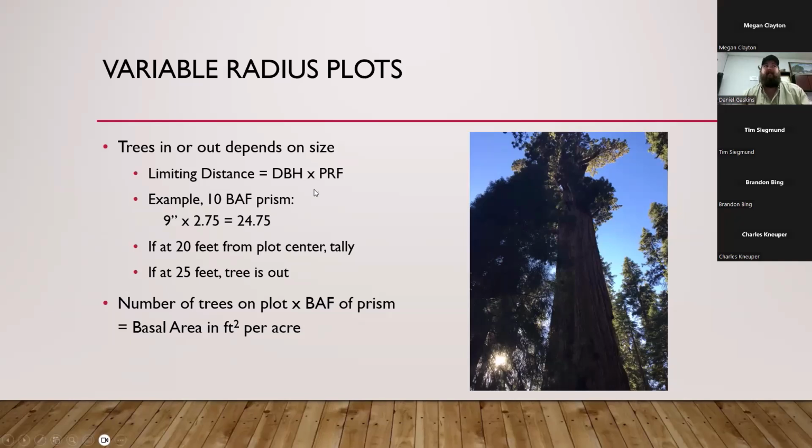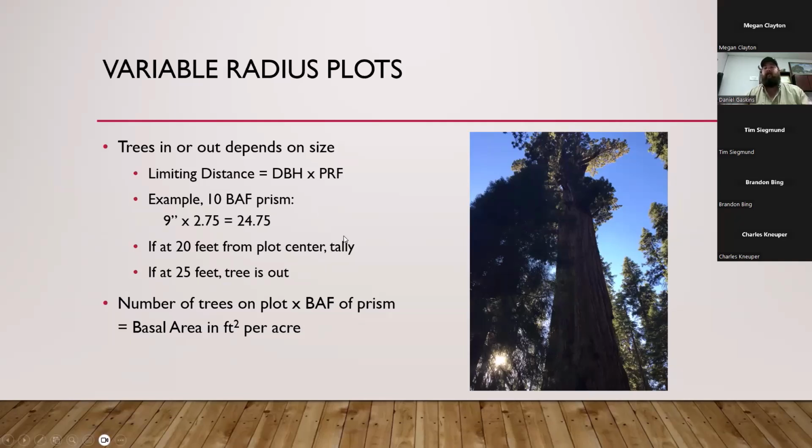Just for example, a 10 BAF prism has a plot radius factor of 2.75. A 9-inch tree 20 feet away is an in tree. 25 feet would be out because the limiting distance is 24.75 feet. Whereas a 10-inch tree at 25 feet would still be in. So that's how you calculate limiting distance.